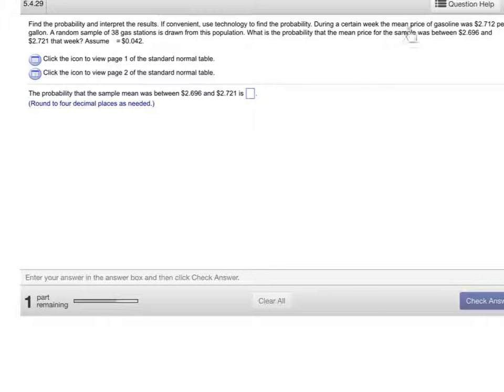During a certain week, the mean price of gas was $2.712. So that says the mean is $2.712 per gallon. I'll leave the units off. A random sample of 38 gas stations, and so that's n. Our sample size is 38. What is the probability the mean price for the sample was between these two prices here?